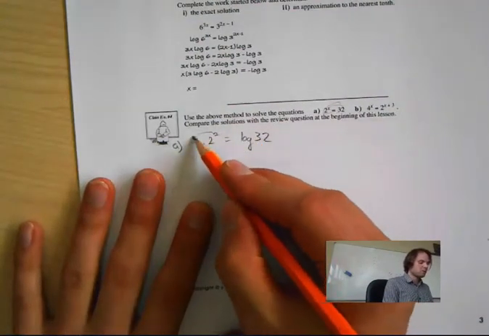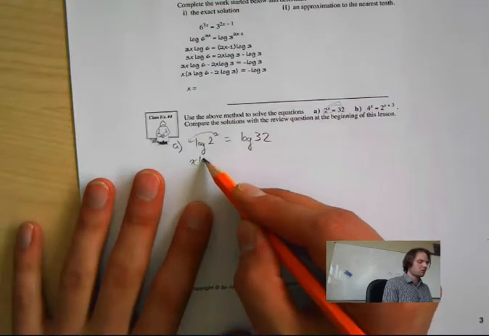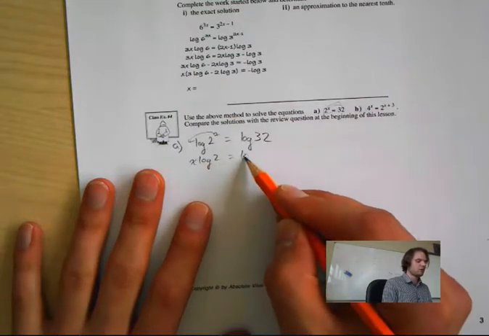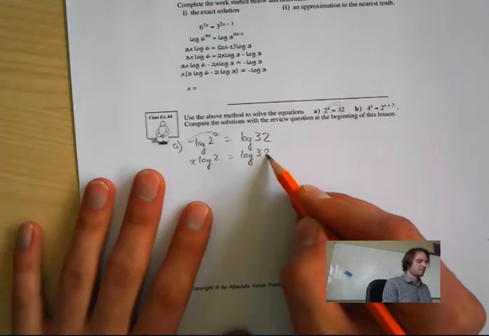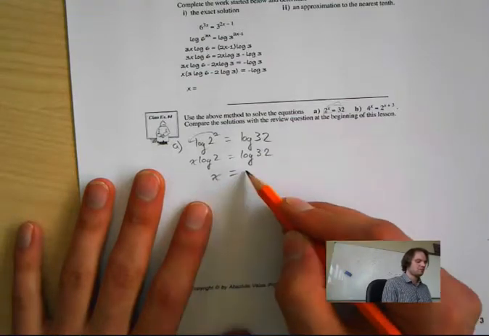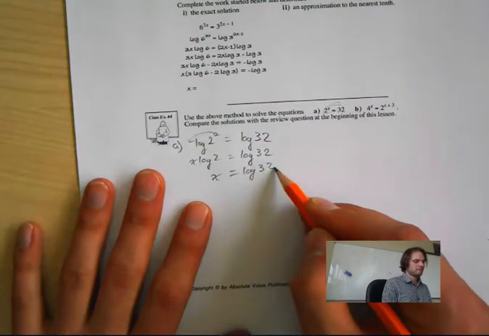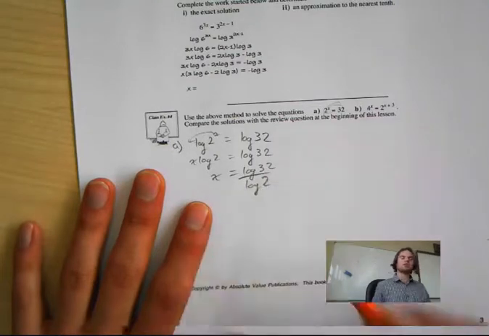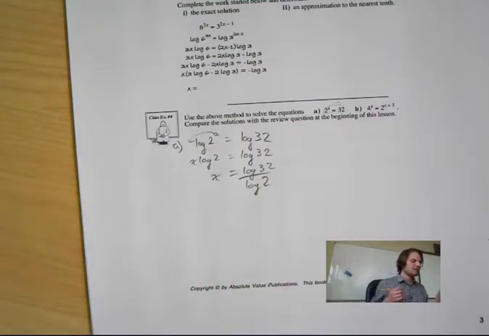Now, what does this mean? We can bring down the x. x log 2 is equal to log 32, which is the same thing as, because we just divide both sides by log 2, that's essentially the same thing as what we did with the other one.